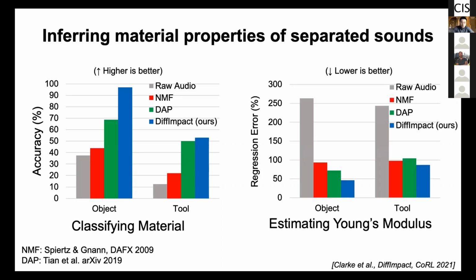Similarly, Deep Impact outperforms the baselines when being used to regress Young's modulus from the separated sounds. Estimating such properties, such as material type and Young's modulus, before manipulating an object can inform the robot about how it can safely and effectively be manipulated.